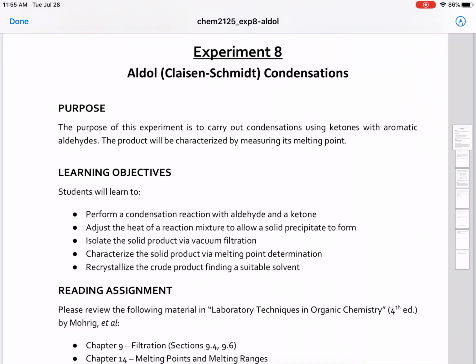Now, what is the meaning of aromatic? Of course, aromatic compounds have a nice aroma, but here the meaning of aromatic is that it contains a benzene ring. And we're going to characterize the product by measuring the melting point.